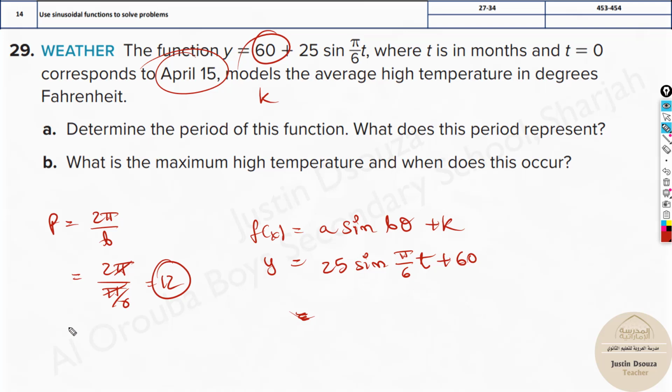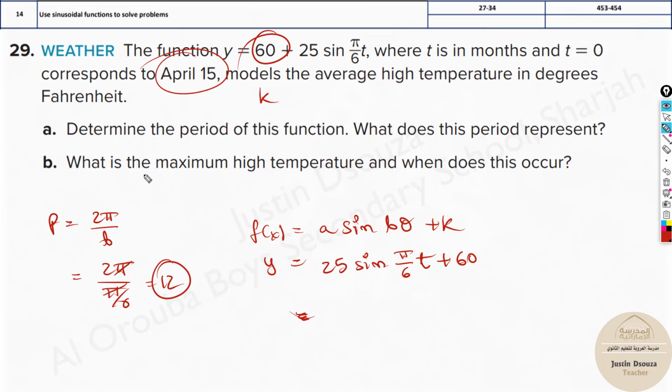So what does this number represent? This is the time. It takes 12 months for the cycle to repeat. That is what it represents. After 12 months, you will come back to the same position. I mean, next year, April 15, the temperature will be the same.